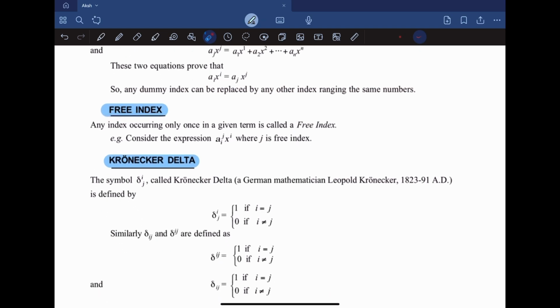Free index. Any index occurring only once in a given term is called a free index. For example, in the expression a_{ij} x^i, j is a free index.